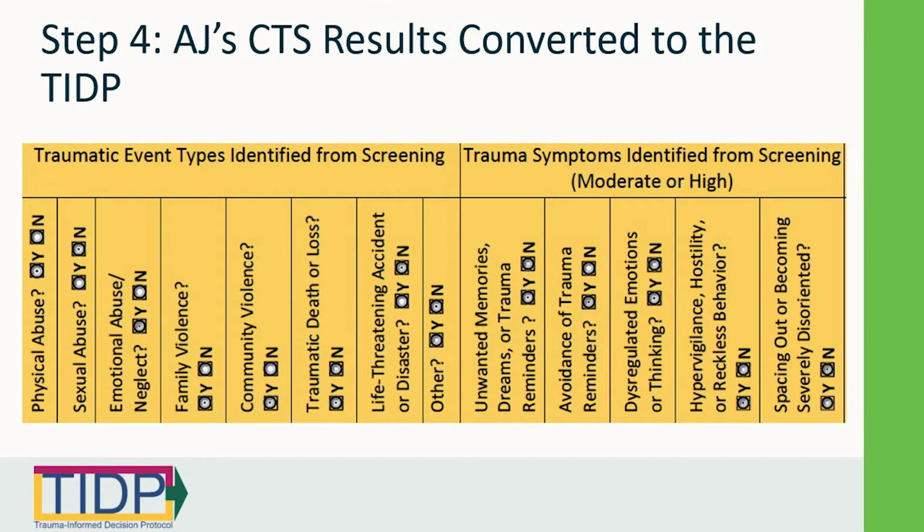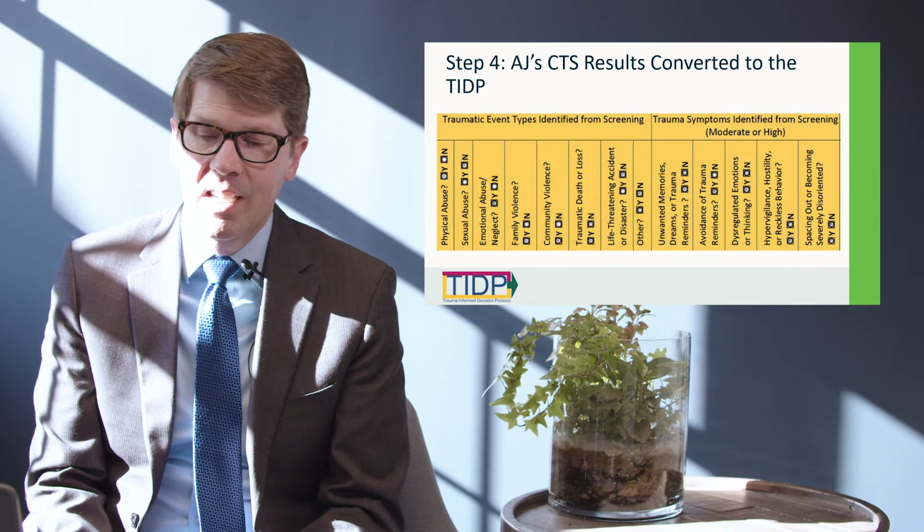On the trauma symptoms or trauma reaction section of the TIDP, we're going to click yes that AJ has had unwanted memories, dreams, or trauma reminders. We're clicking yes that he's got avoidance of trauma reminders as well. We're clicking also yes that AJ has a history of dysregulated emotions or thinking. That's those negative changes in thoughts and mood that were acknowledged on the CTS. And finally, we're also checking yes that AJ is acknowledging a history of hypervigilance, hostility, or reckless behavior, referencing the arousal difficulties and the sleep problems that he acknowledged on the CTS.